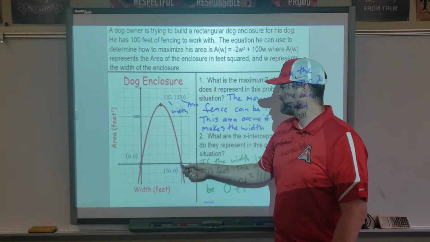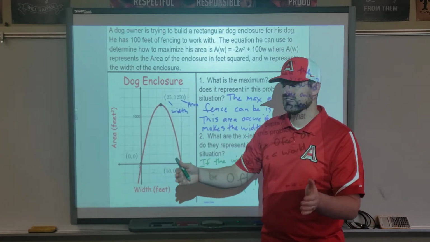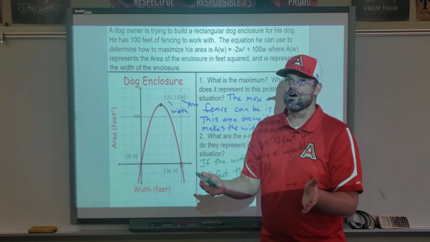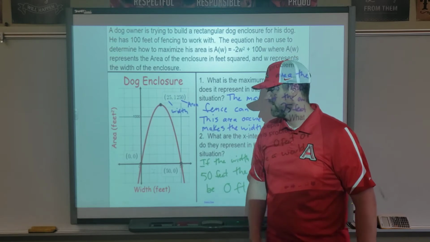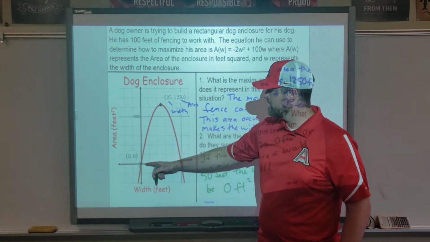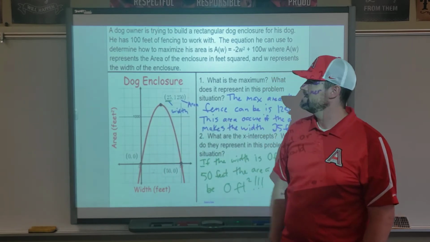Same thing here, the biggest we can go is 50, because if you do 50 for your width, the other width is 50, and you've already used all 100 feet of fence and you don't have any fence left for your length. So you're not going to have any area. Long story short though, if we want to maximize our area, we make our width bigger and bigger until we get to here, which was 25 feet.